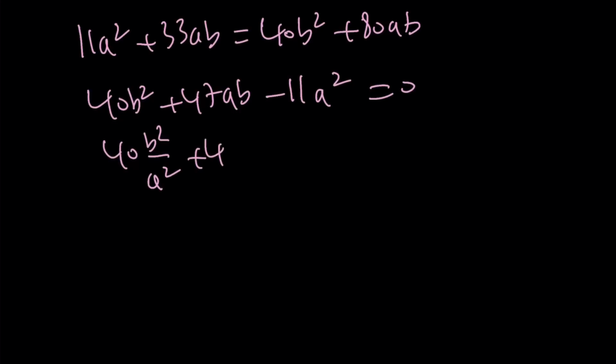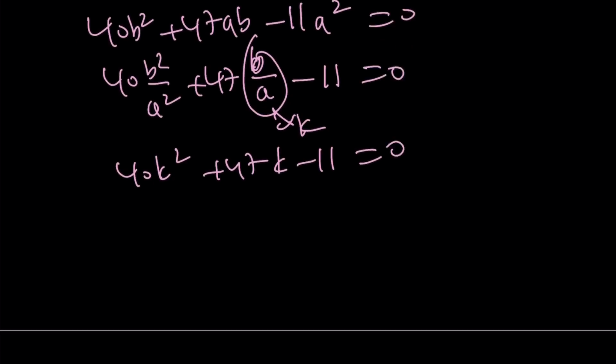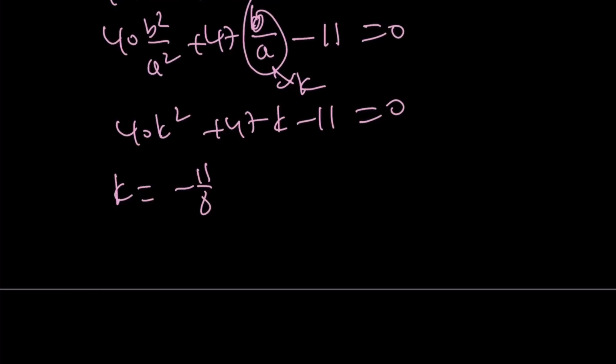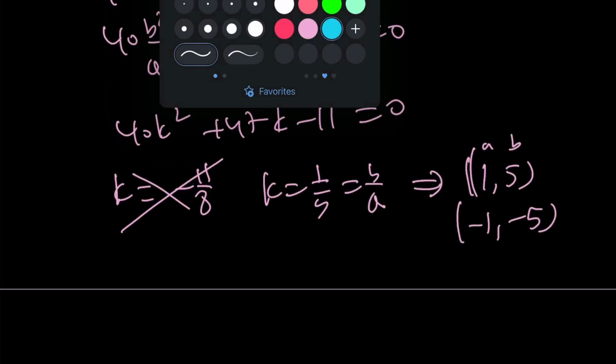If you divide ab by a squared, you get b over a, and you get 11 here. And if you call this k, you get the same thing. Makes sense? 40k squared plus 47k minus 11 is equal to 0. And from here, you get k equals -11/8, which doesn't give you real solutions. K equals 1/5, which is b over a, gives you 1, 5, and -1, -5. By the way, this is a and this is b, as before. Great. Let's go ahead and talk about the third method without further ado, and we'll finish up with the graph.